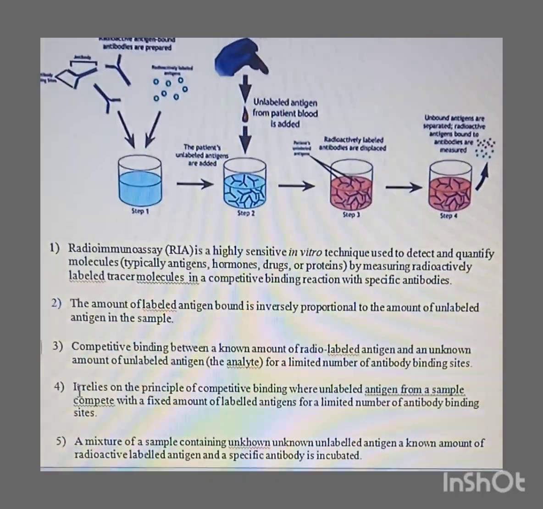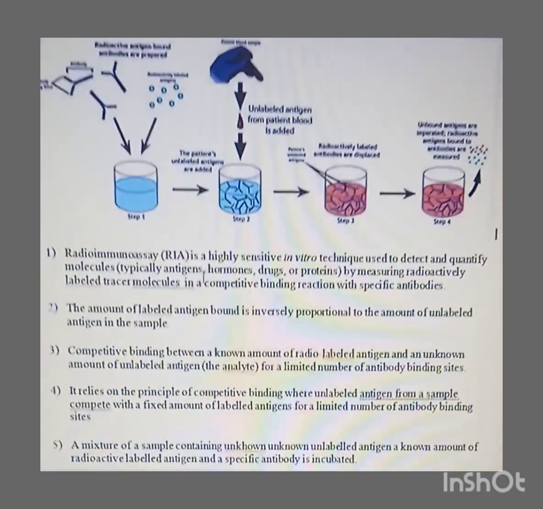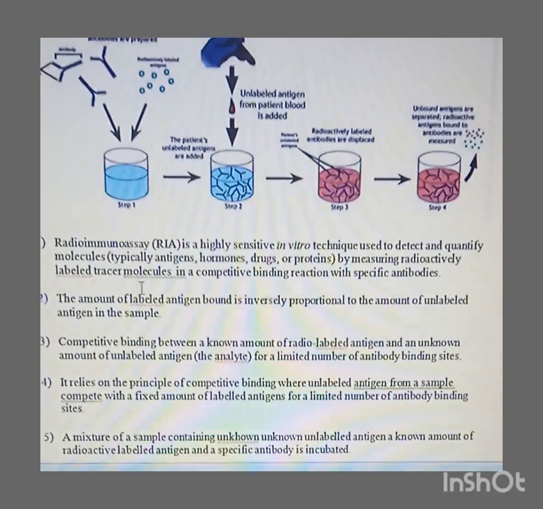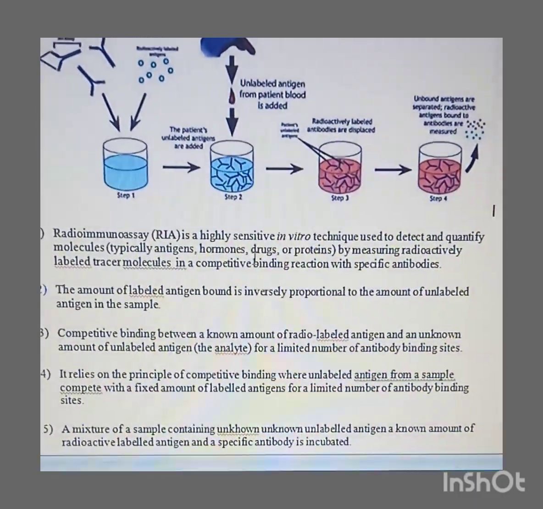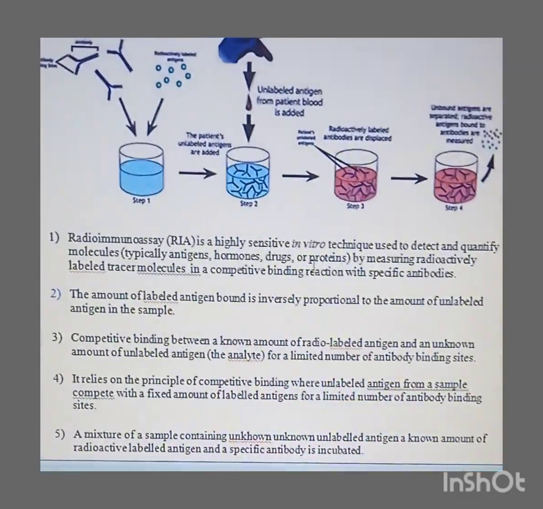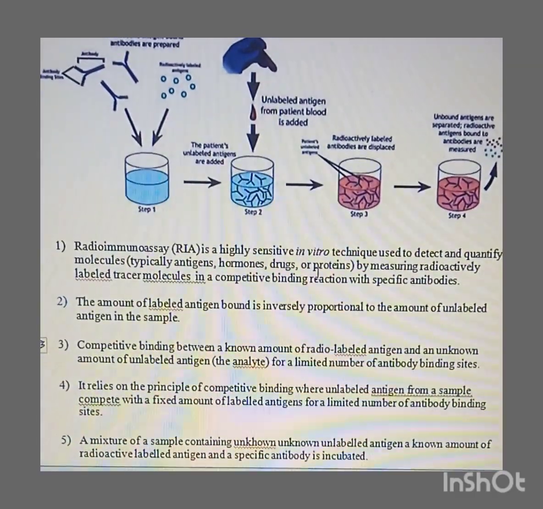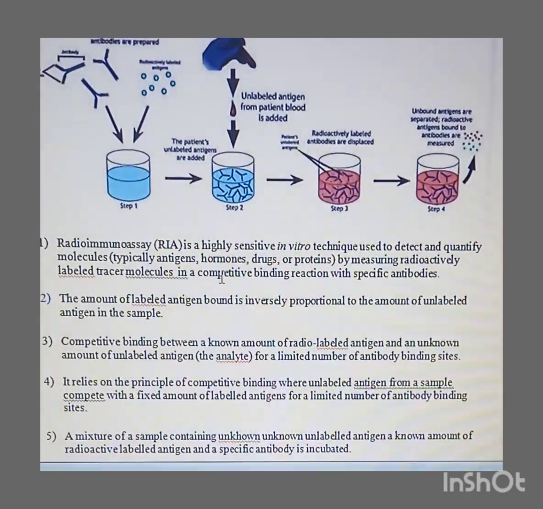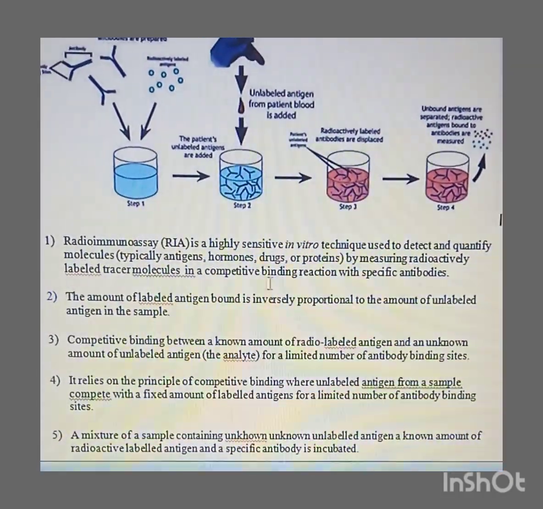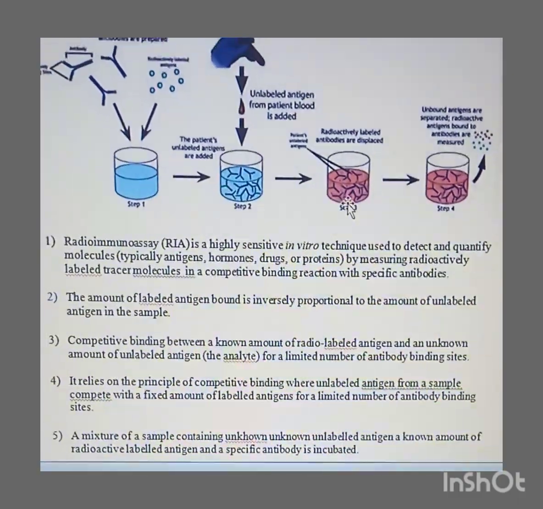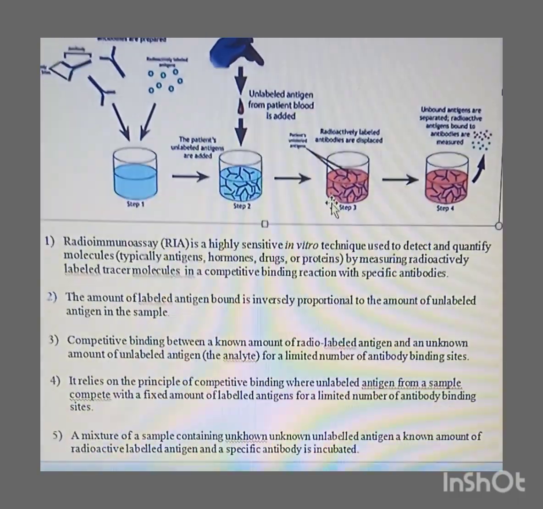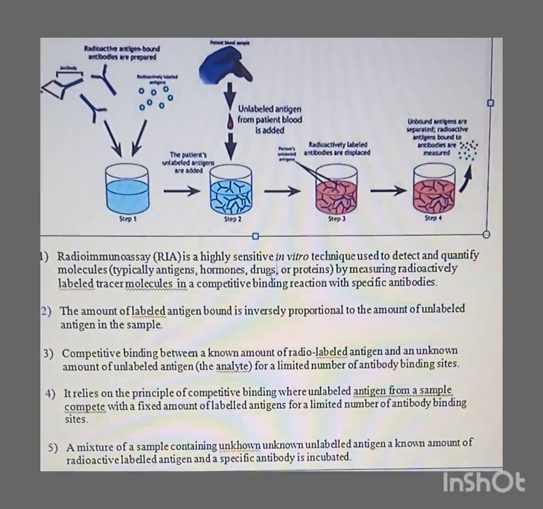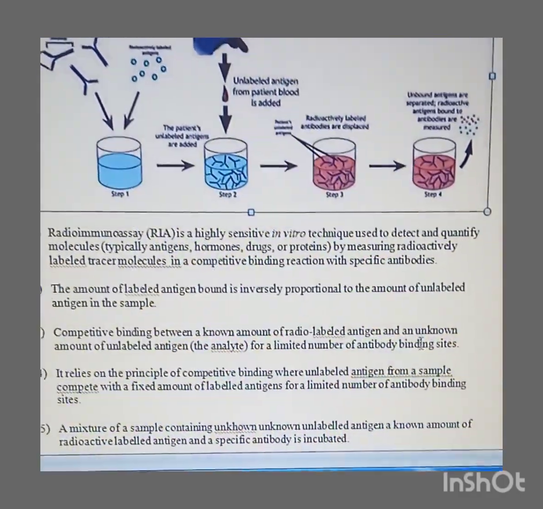First point, radioimmunoassay, RIA, is a highly sensitive in vitro technique used to detect and quantify molecules, typically antigens, hormones, drugs or proteins. It means in this technique we mostly separate hormones, drugs and proteins, by measuring a radioactively labeled tracer molecule in a competitive binding reaction. Look at this solution. Competitive binding means unlabeled antigens and labeled antigens compete for binding with specific antibodies.